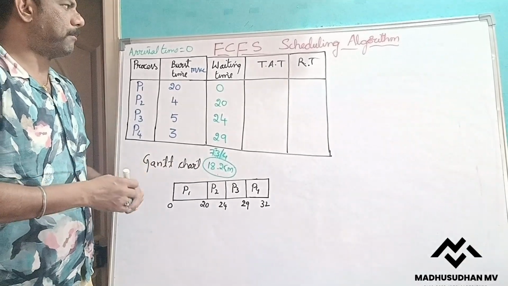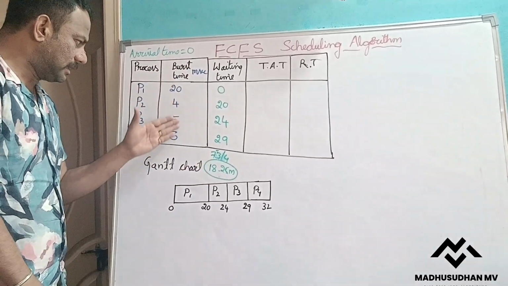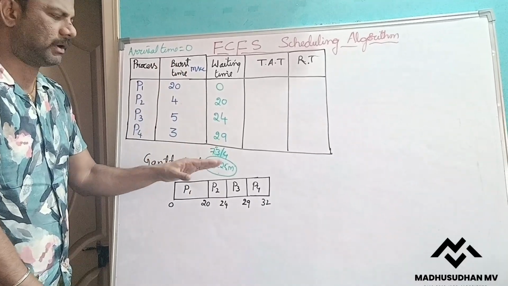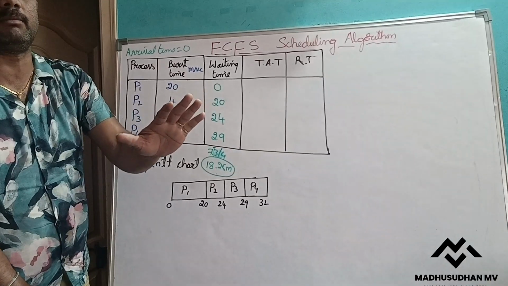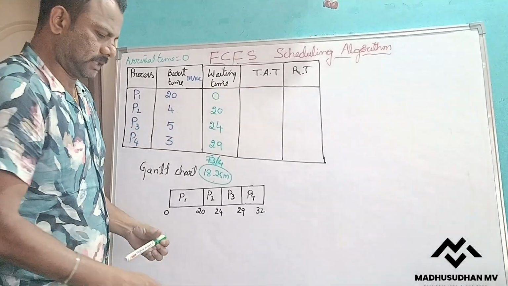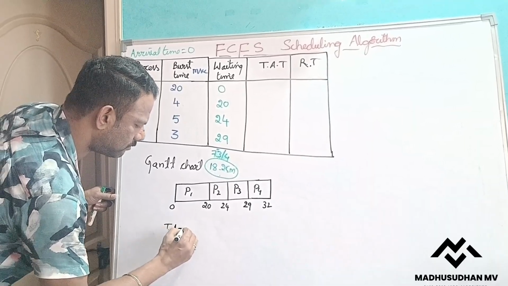That means if you apply the first come first serve scheduling algorithm for this numerical, every process will on average have to wait 18.25 milliseconds. Okay, now let us find out the turnaround time. See again, the turnaround time formula.